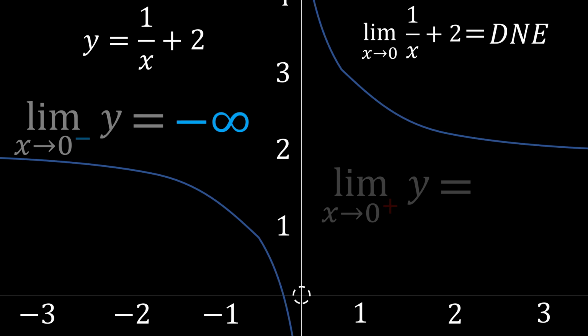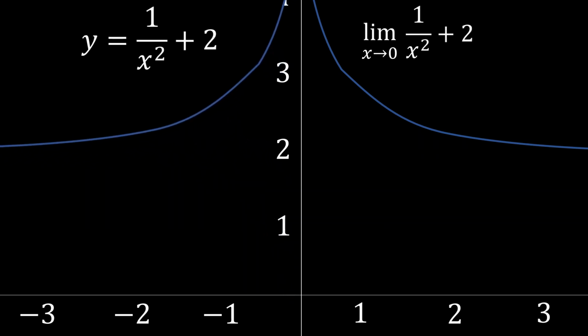If both one-sided limits go to the same infinity, we can be more specific with our final answer. Consider the limit of 1 over x squared plus 2 as x approaches 0. If we approach x equals 0 along the graph from both sides, they both approach positive infinity. So we can actually state that our limit is equal to positive infinity. The same logic would be applied if they both approached negative infinity.